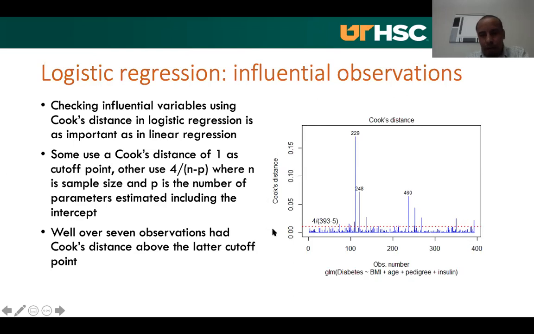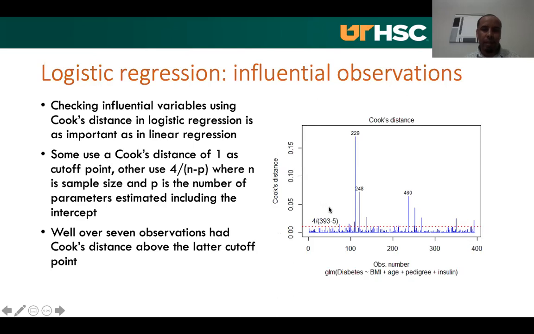And the number of coefficients that we estimate for each continuous variable is 1. For BMI, we estimate 1 beta coefficient. For age, we estimate another beta coefficient. For pedigree, we estimate another, and for insulin, we estimate another. So we have 4 beta coefficients plus the intercept, so we estimate 5 beta coefficients. So our parameter count is 5. So dividing 4 by 393 minus 5 gives us the cutoff point for the Cook's distance.